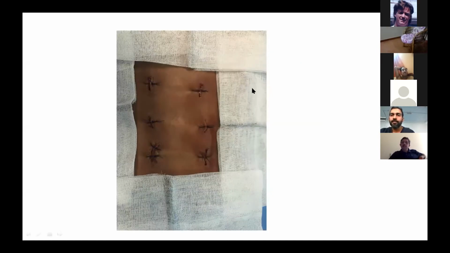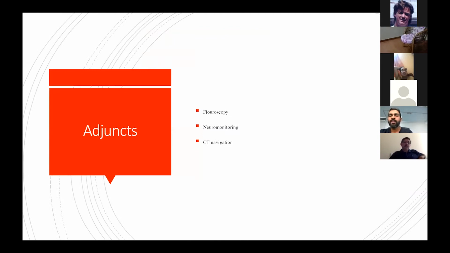This is the picture at the end of the surgery. And only one stitch is required for closure of each wound. Each wound is 1 to 1.5 centimeter. Now the adjuncts of this surgery are fluoroscopy, neuromonitoring, as well as the CT navigation. But these are not mandatory.